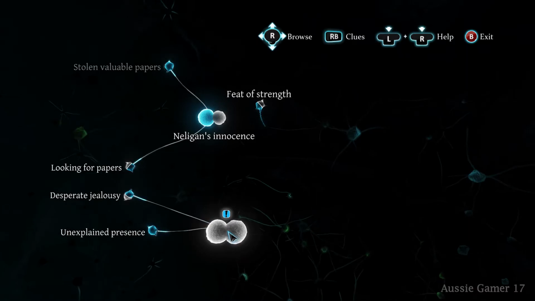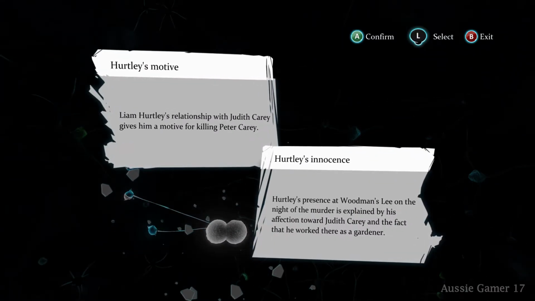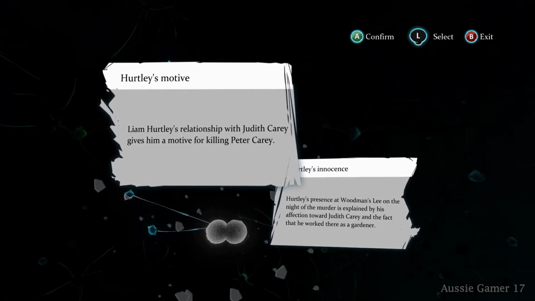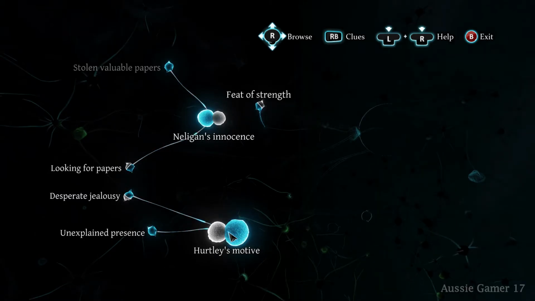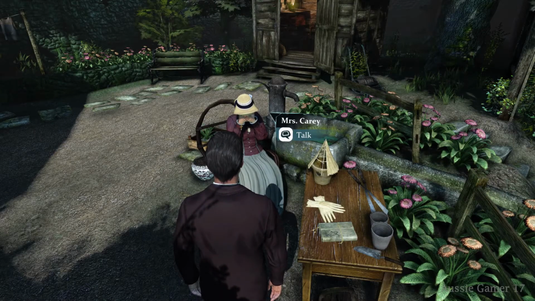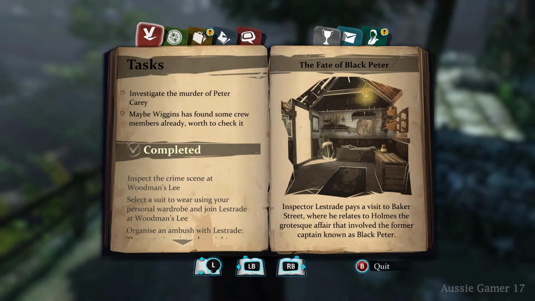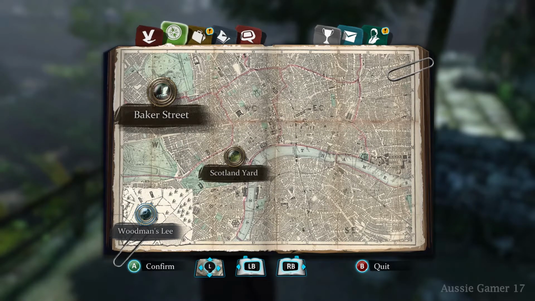And this gives us another option to look at. Hurtley's motive or Hurtley's innocence? Well, for now, he's got a motive. But we've got two suspects really now. All right, and that's all we can do for now. And if you heard Sherlock just before, he mentioned Wiggins, so we might need to go and check on him. They definitely give us a lot of hints, don't they? But off to Baker Street.